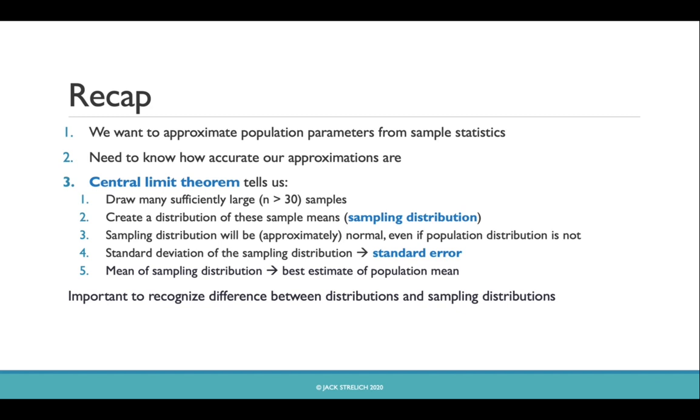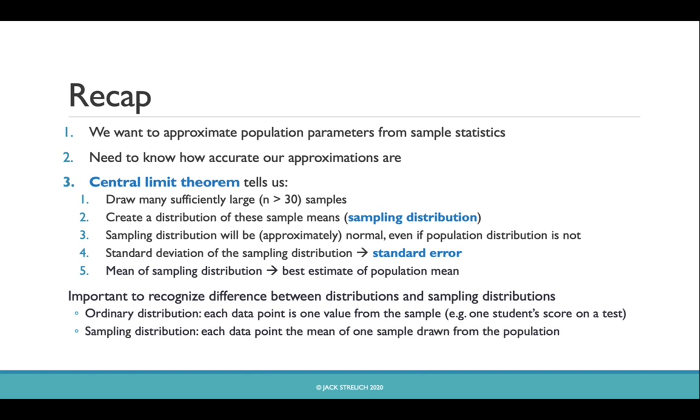I'll close by noting that it's important to recognize the difference between distributions and sampling distributions. In ordinary distributions, each data point is one value from the sample, for example, one student's score on a test. In sampling distributions, each data point is the mean of one sample drawn from the population.